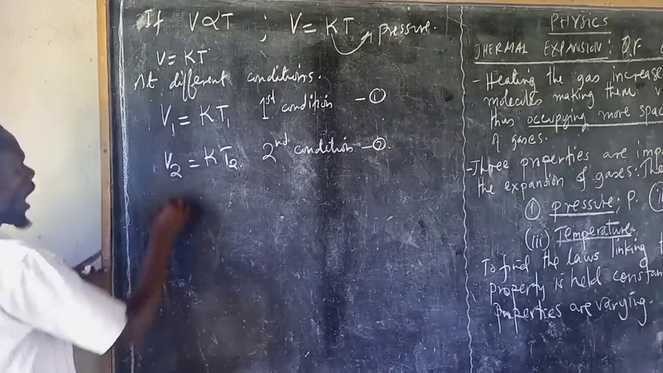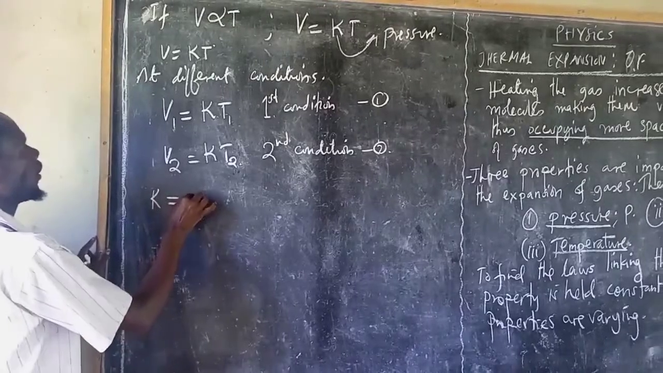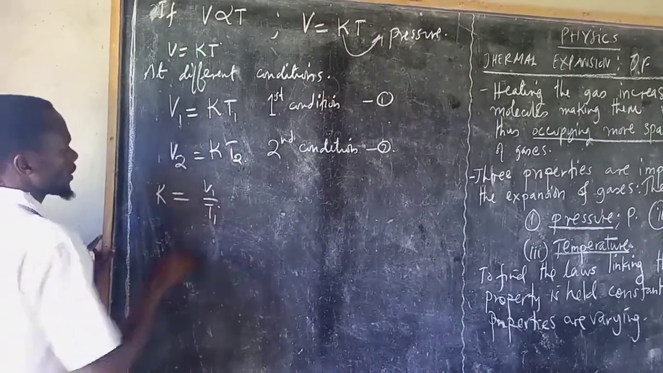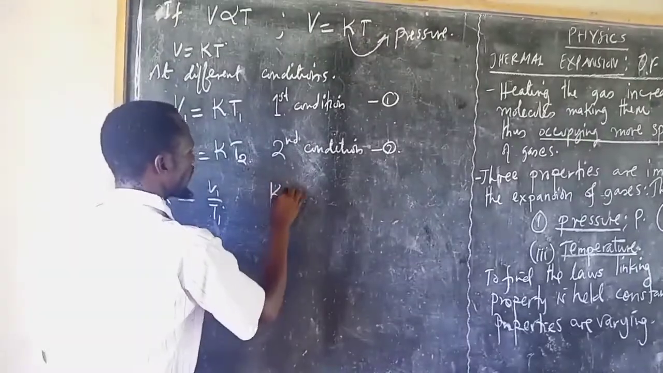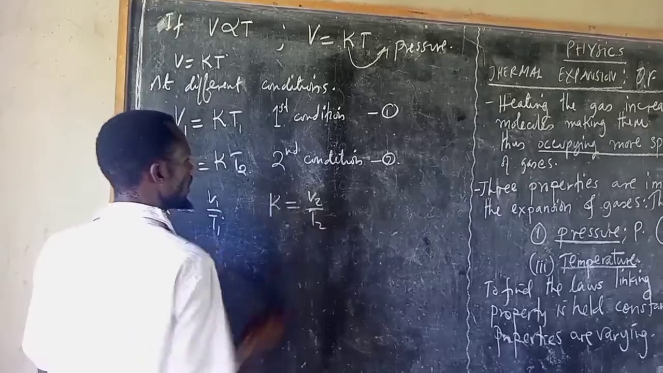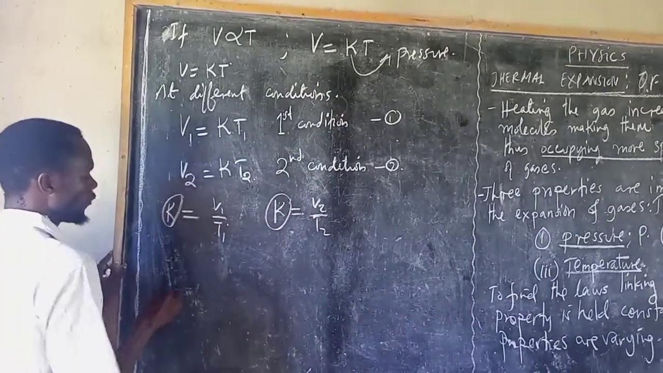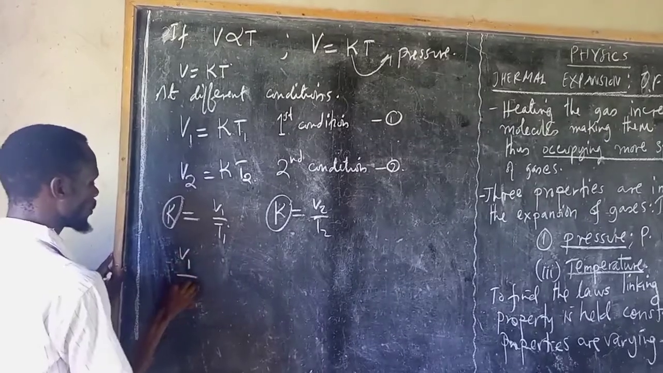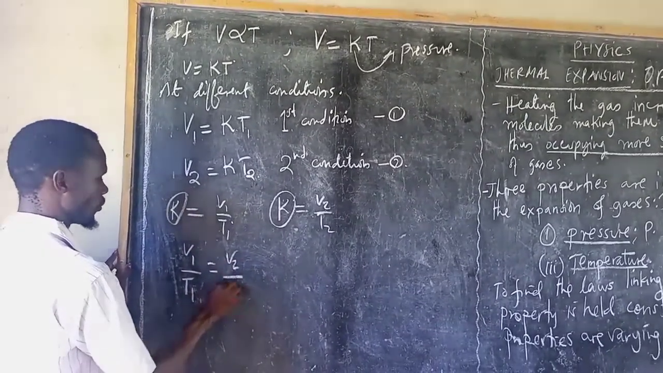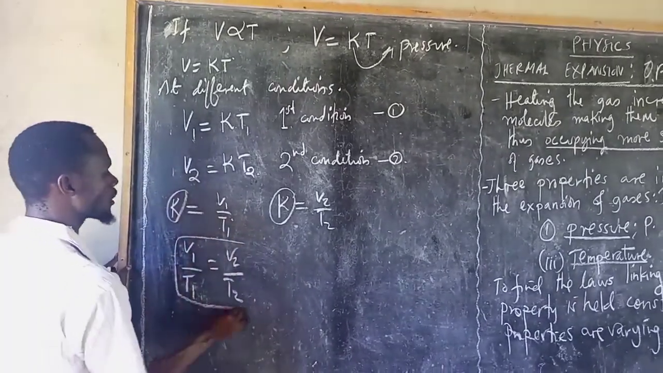Now, if you are looking for K, here K is equal to V1 over T1. The same applies here: K is equal to V2 over T2, simply because this proportionality constant is equal. Therefore, V1 over T1 is equal to V2 over T2. So this is the formula that can be used to determine the missing quantity.